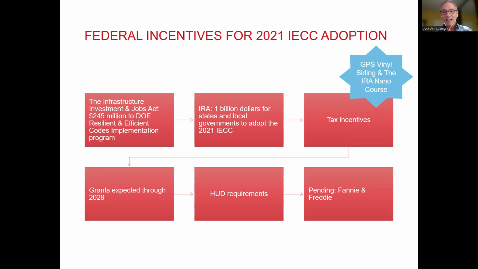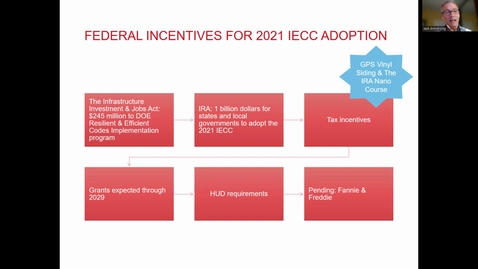There are a variety of tax incentives that are available, things like 25C, 45L, 179D, and many of those are going to help add both tax credits or tax deductions for your ability to get some incentives to improve. Additionally, grants are expected through 2029. So you have a nice amount of time to qualify for some of these particular funds.